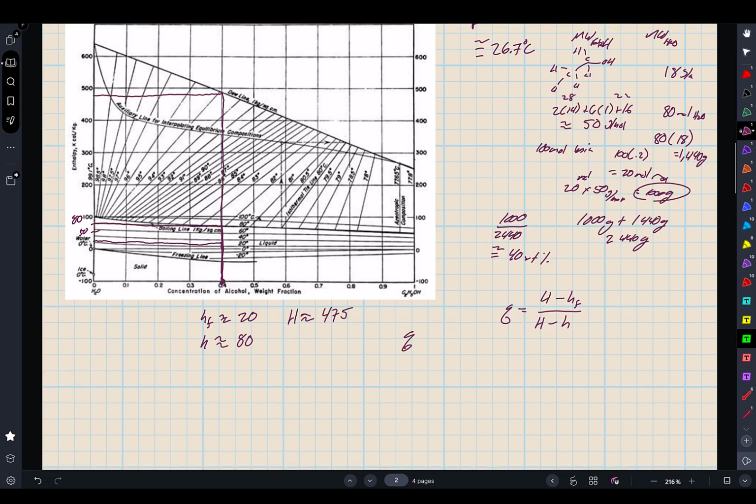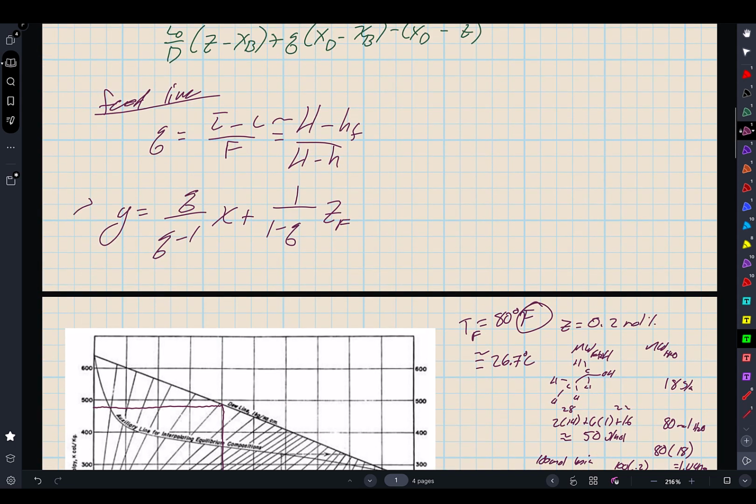Then we can take our Q value: Q is equal to 475 minus the enthalpy of our feed, which is 20, over 475 minus the enthalpy of our little h, which was 80. So our Q is approximately equal to 1.15 or so. The whole point of that was to allow us to determine what our Q line is going to be right here. So we can then plug that in for Q, which we said was 1.15.